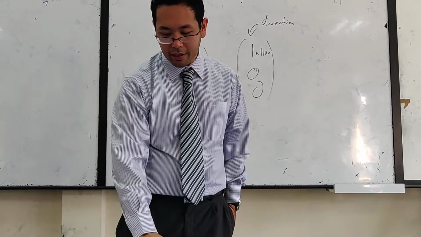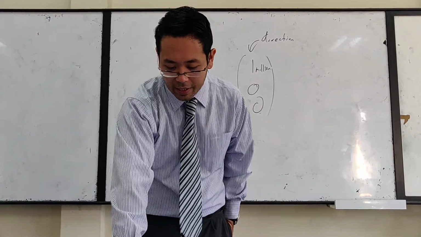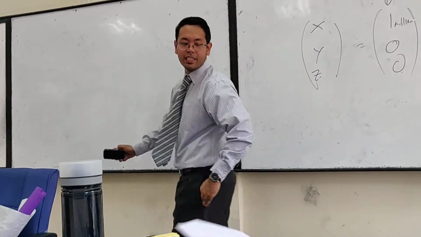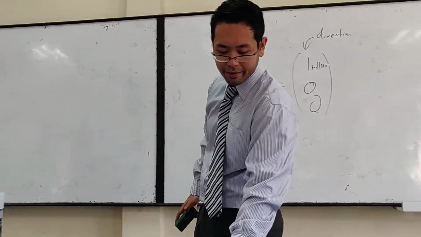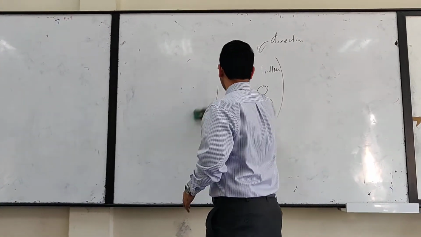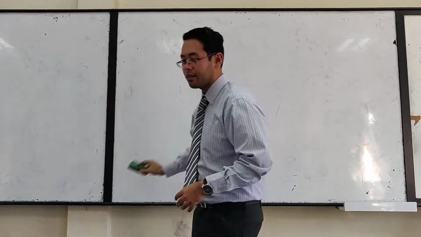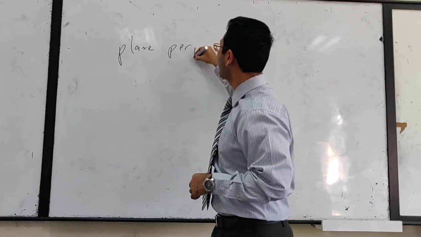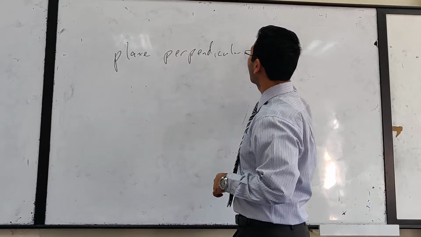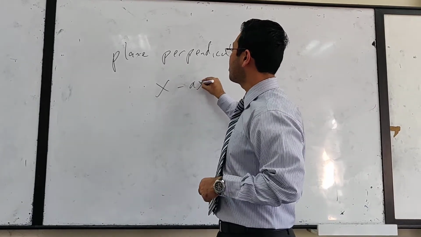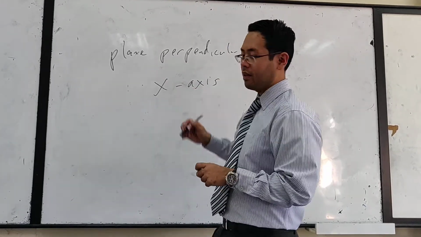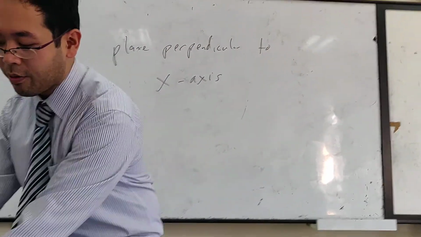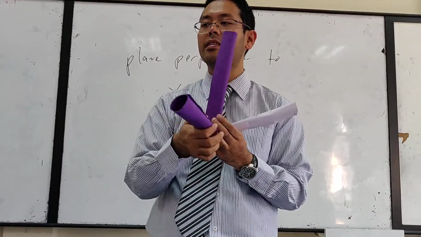Now let's go for something else. Let's have a look at number 17. Number 17 says the plane is perpendicular to the x-axis. How is a plane perpendicular to the x-axis? Let's do like last time. We have ourselves the x-axis, y-axis, z-axis.